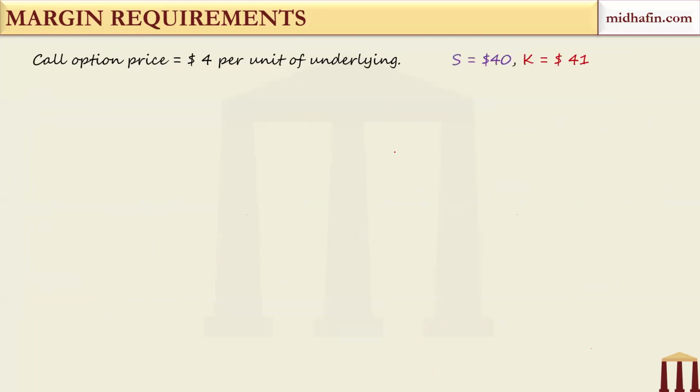So let's say you have a call option with a price of $4 per unit of underlying. Call option price means call option premium. Okay, this is what you are buying it for. Say S is equal to 40 and strike price is equal to 41 currently.